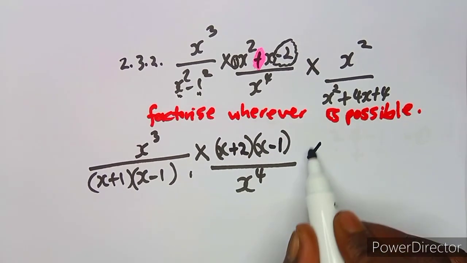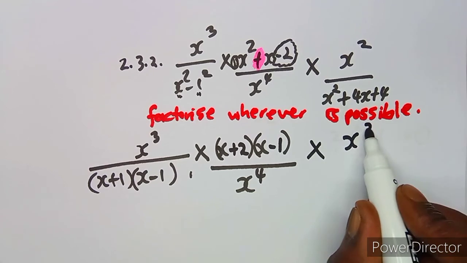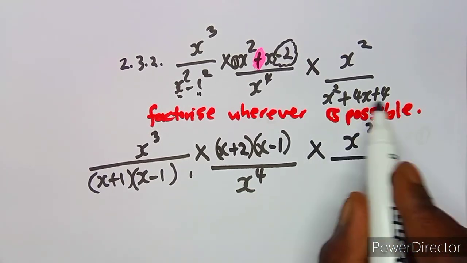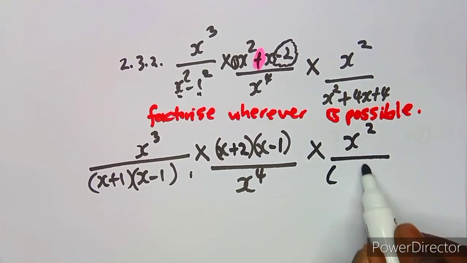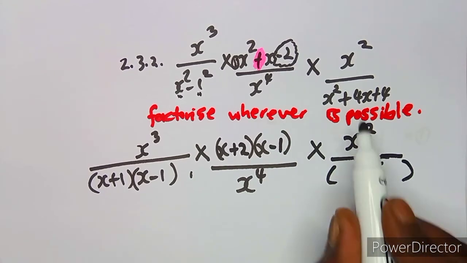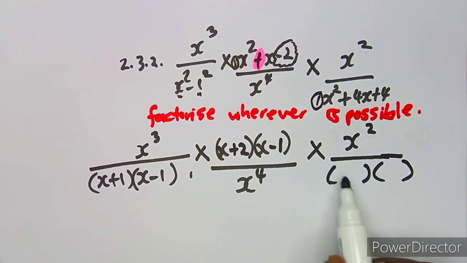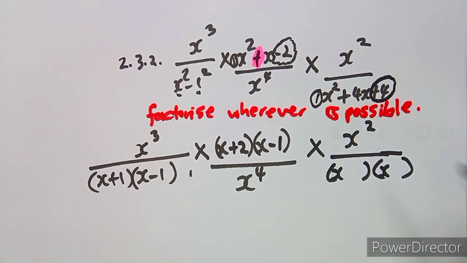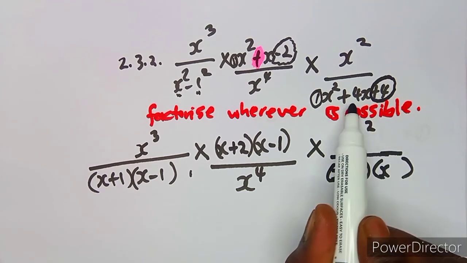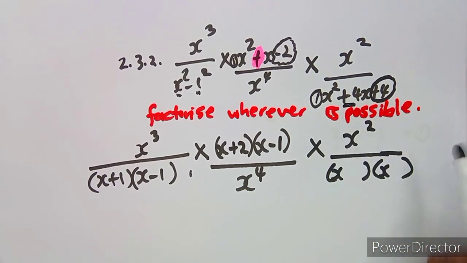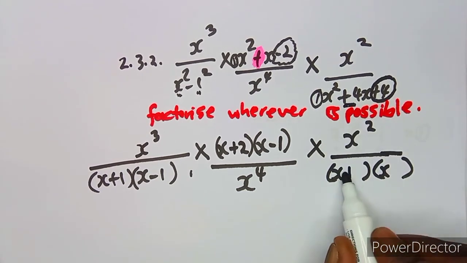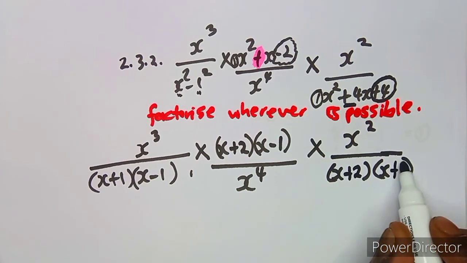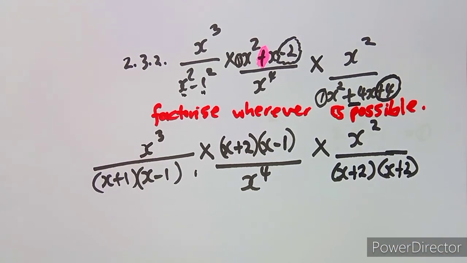Times x to the exponent of 2 over, okay, we do the same here. Still, we've got the coefficient of x squared here, which is 1. So we're going to put x and x here. So what are the factors of 4? You need factors of 4 that you're going to add to obtain 4. So this is 2 and 2. So this one is direct, guys, 2 and 2. So that is what you're going to do.